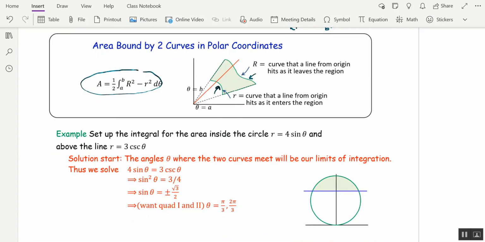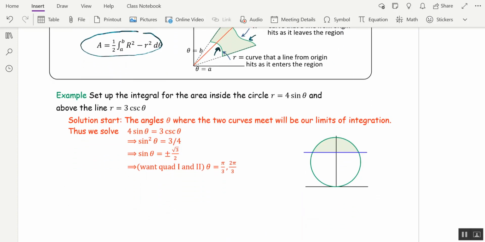So let's do an example. Here we're just going to do the setup. So we want to set up an integral for the area inside of the circle r equals 4 sine theta, and above the line r equals 3 cosecant theta. Now, how do I know that that's a horizontal line? R equals 3 cosecant theta. Cosecant is 1 over sine. Multiply both sides by sine. R sine theta is 3, but r sine theta is y. So that's the line y equals 3.